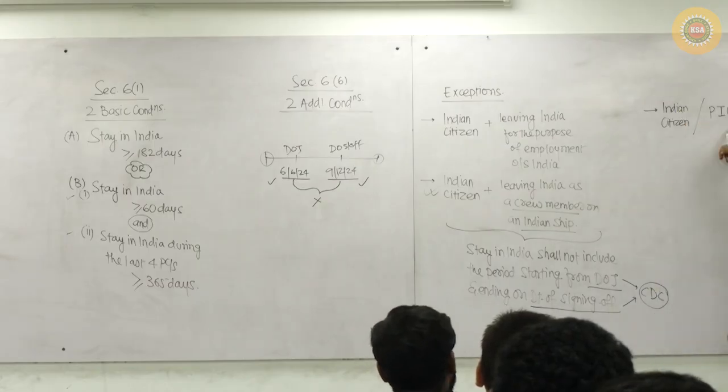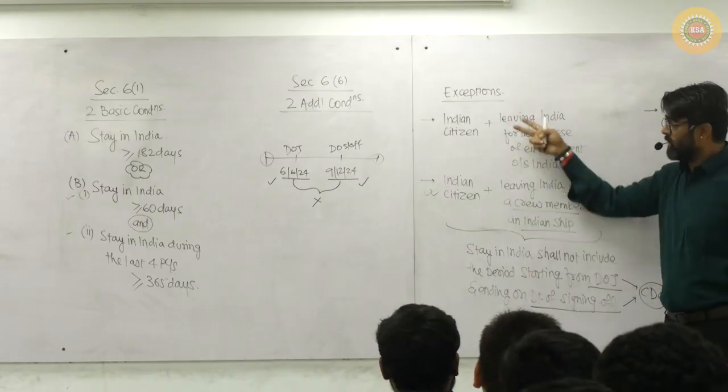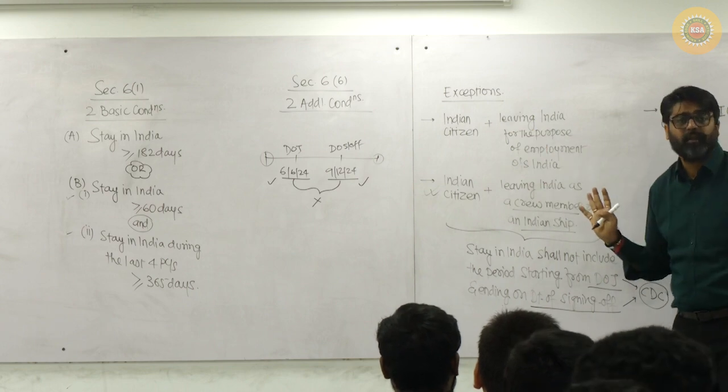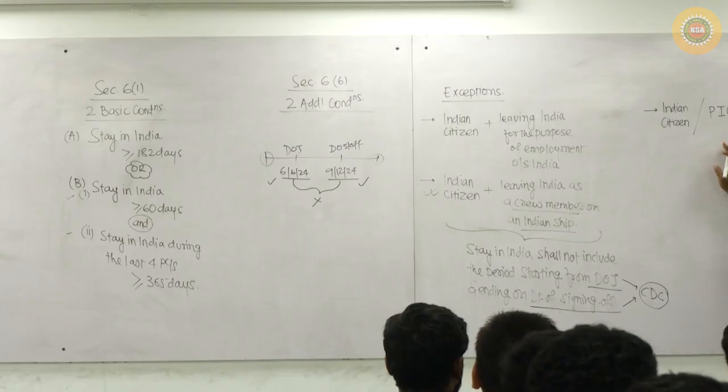Only in the third exception, a person of Indian origin is covered. In the first and second exceptions, only Indian citizens are there. So in the third exception, even if you are not an Indian citizen, you can be covered, but for that, you must be a person of Indian origin.